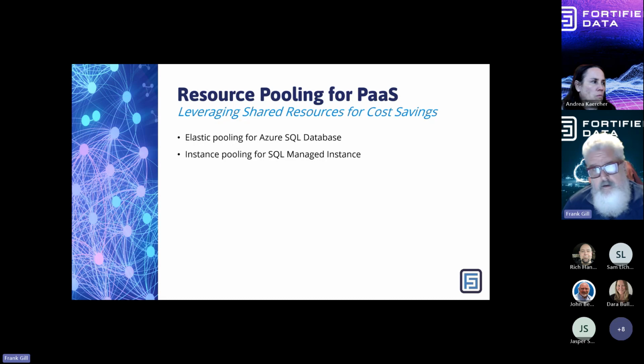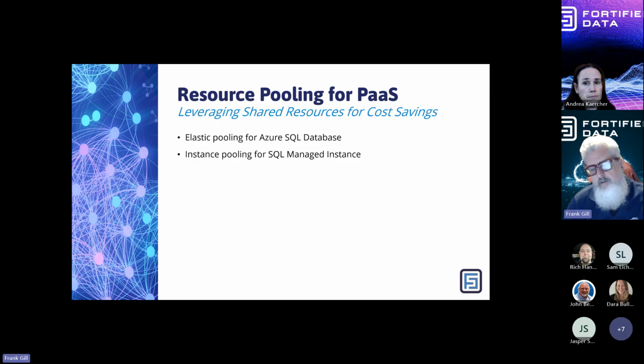So I think this is the last thing I'm going to talk about on the platform as a service side, and it is resource pooling. Resource pooling is available for both Azure SQL Database and SQL Managed Instance. For Azure SQL Database, you are buying what they call an elastic pool. So you can think of it as a pool of resources, and then you can point multiple Azure SQL databases at this pool, and they will share the resources that are provisioned to that elastic pool. One use case for this, as I talked about with Azure SQL Database, is a multi-tenant system where you have a database or a schema per client or customer.